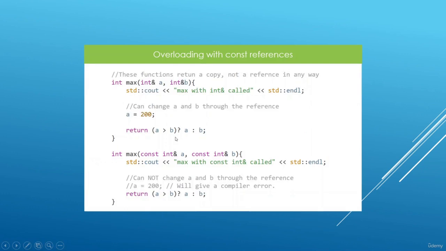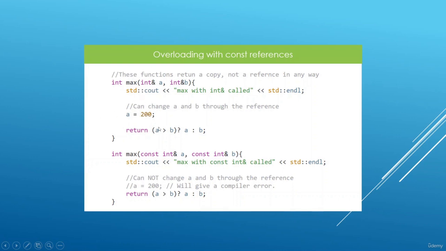We also saw that we could overload with const references. For example, here, the first overload is going to take an int reference as a parameter. The second one is going to take const int reference as a parameter. This is going to work fine, but you had to be sure of the effects of the functions here. In the first one, we are able to change the parameter that was passed to us because it is a reference and it is a non-const reference.